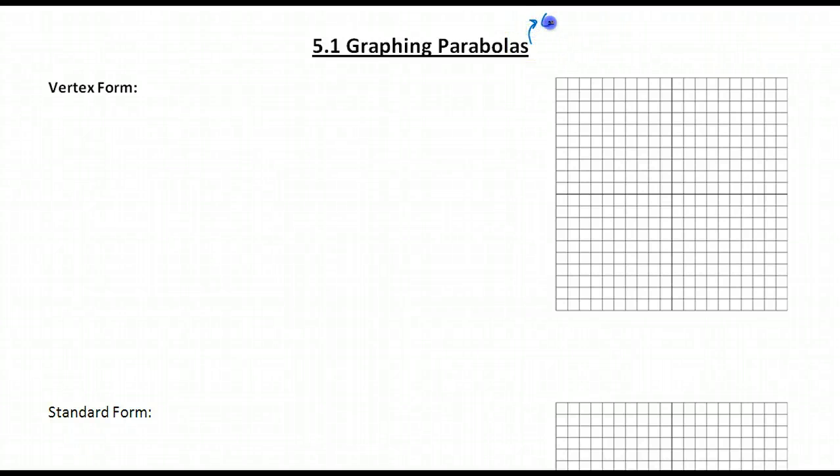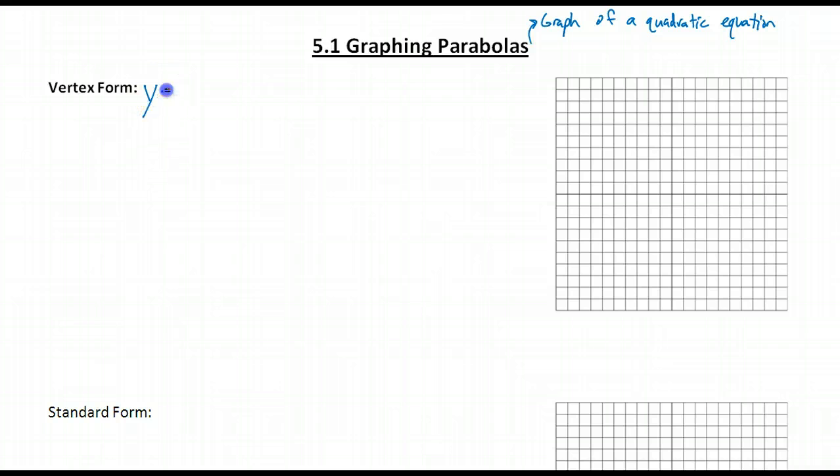A parabola is the graph of a quadratic equation. And much like a line has different forms, such as standard form and slope-intercept form, a parabola also has different forms. The first form we're going to look at is vertex form.